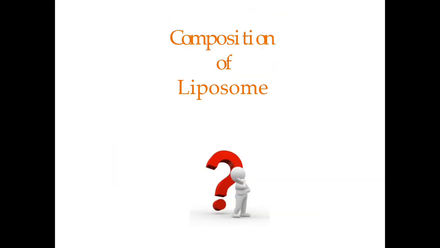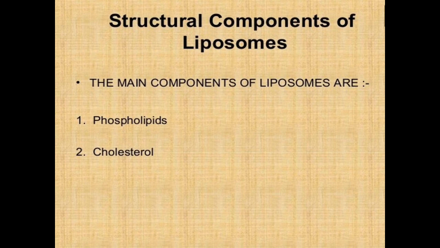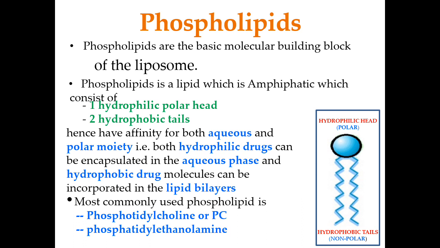This is the composition of liposome. Basically the liposome is made up of phospholipids and cholesterol. So we're going to emphasize one by one. First is your phospholipid. Phospholipids are the basic molecular building block of the liposome. A phospholipid is a lipid which is amphipathic, consisting of a hydrophilic polar head and a hydrophobic tail. In the diagram, you are able to see the head as well as the tail.